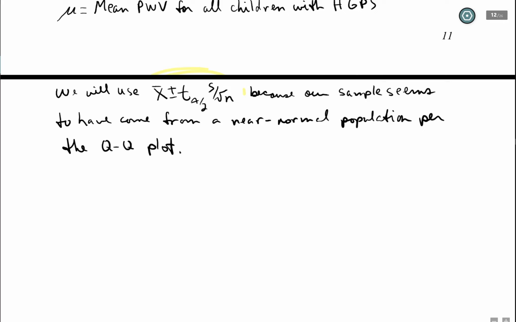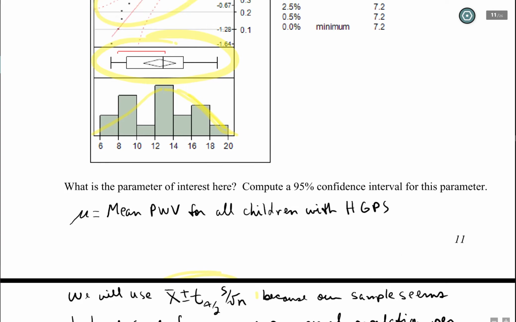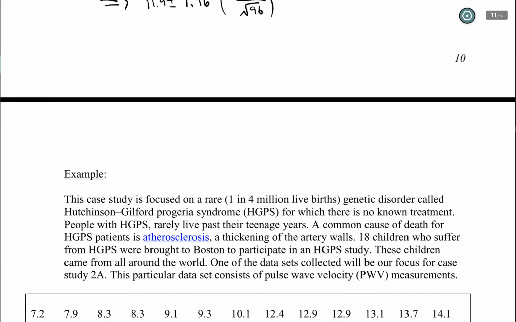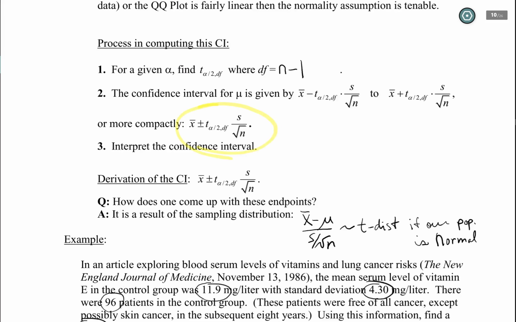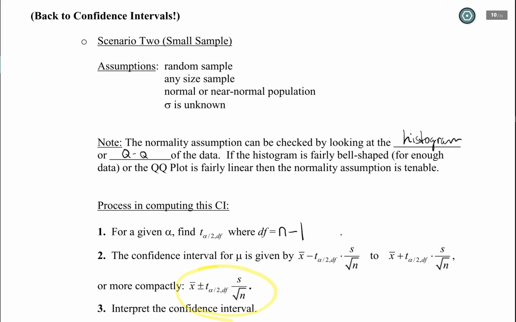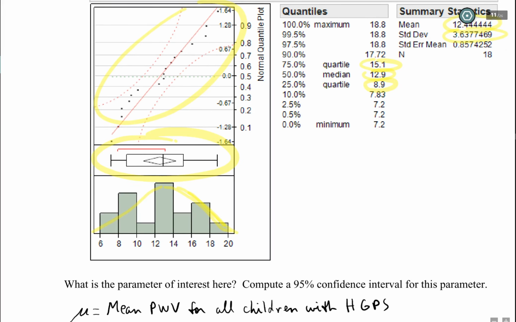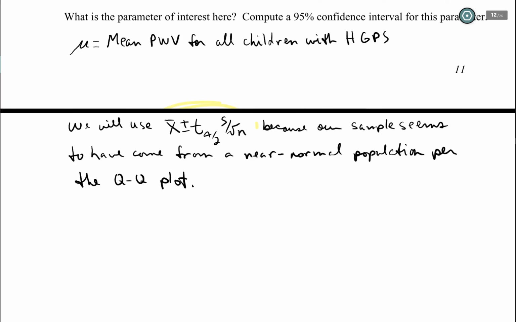Okay, and we can review the other assumptions. So coming back here, what were the other assumptions? We needed a random sample, any size sample. Our sample is random here. We're going to assume the researchers got it in that way. Any size sample, we're okay there, and sigma is unknown. We have not assumed knowledge of the population standard deviation. So we're going to go forward with this interval here, plugging in the appropriate values.